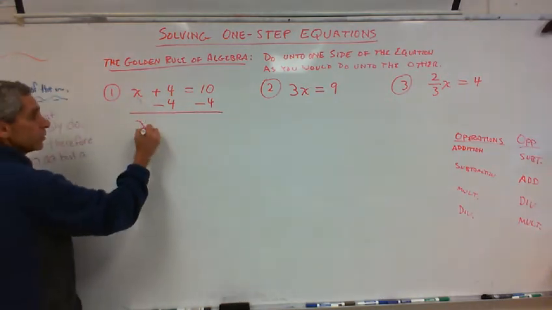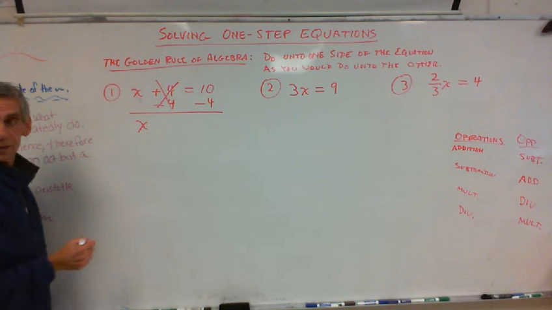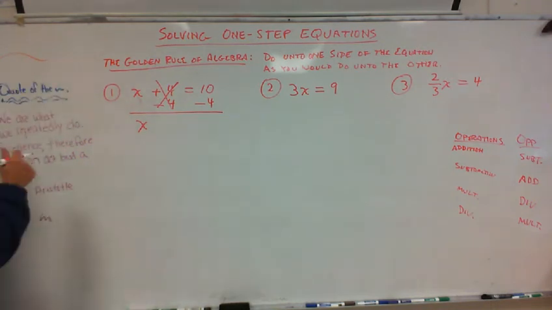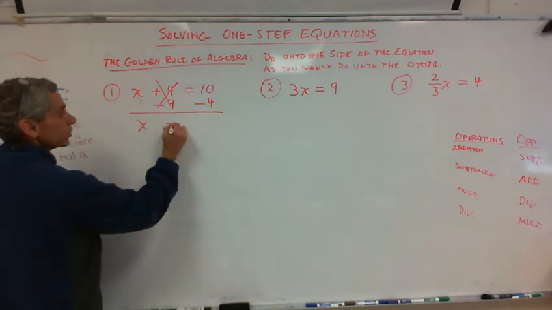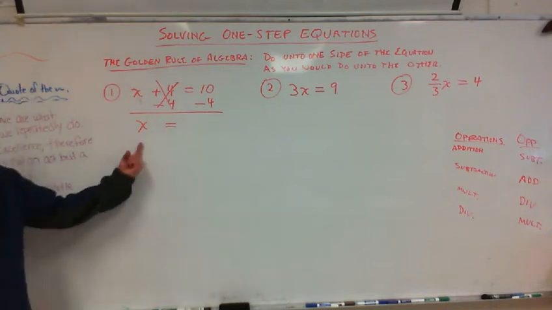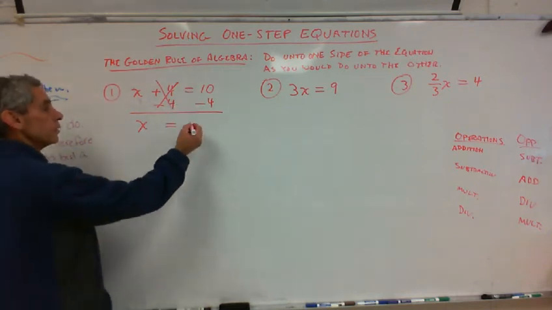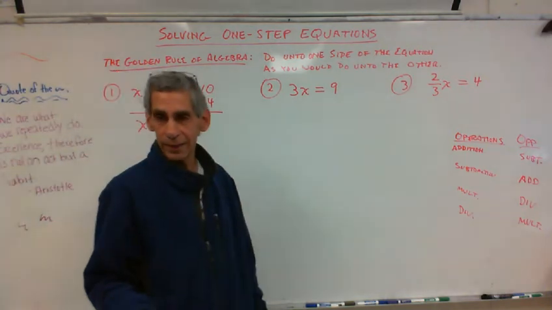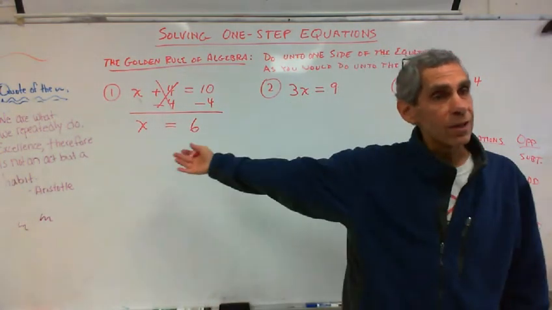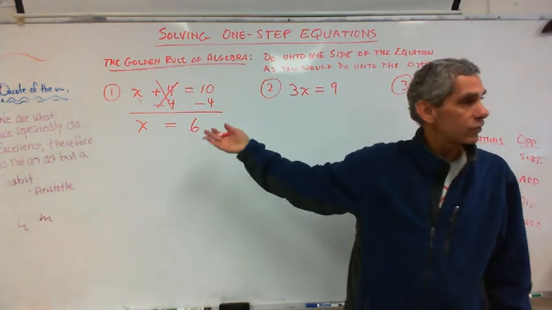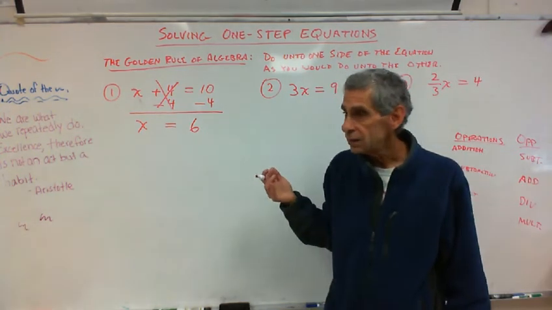Now I have X, and look, those cross out. Are you writing this all down? Make sure it's all down. So all I have left is X equals. That's what I'm looking for. What is 10 minus 4? 6. Now, how many people knew the answer before we solved it this way? You didn't even have to solve it this way. You all knew the answer was 6, right?